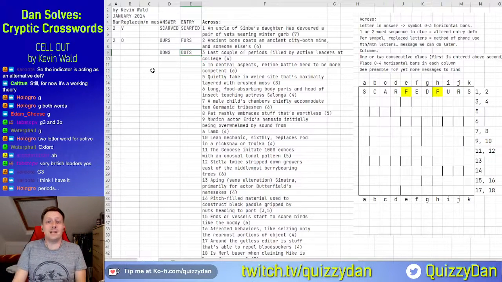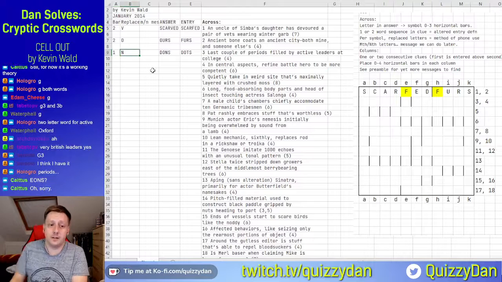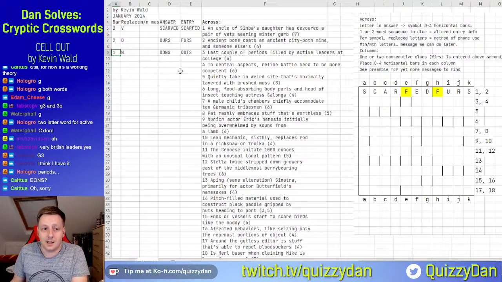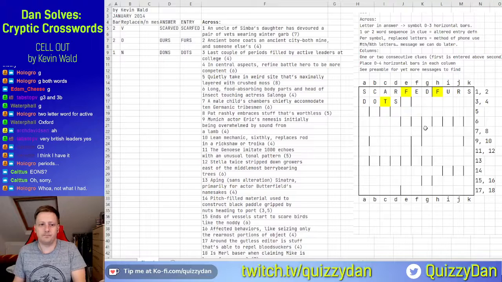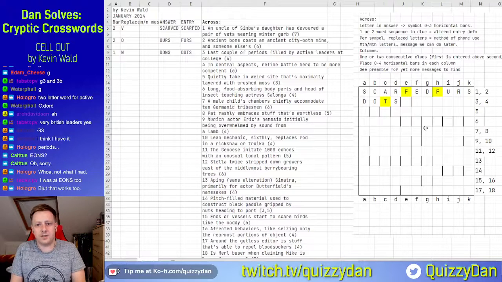I was going to ask which letter changes. So periods is the thing that changes. So we get dots. There is one. That's all right. There is one horizontal line in the D of dots. So there we go. Oh, right. What does Hologro have? This could be exciting. Eons.